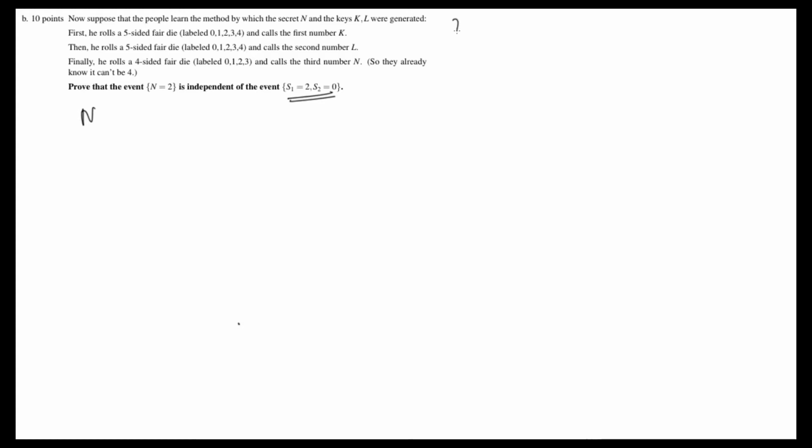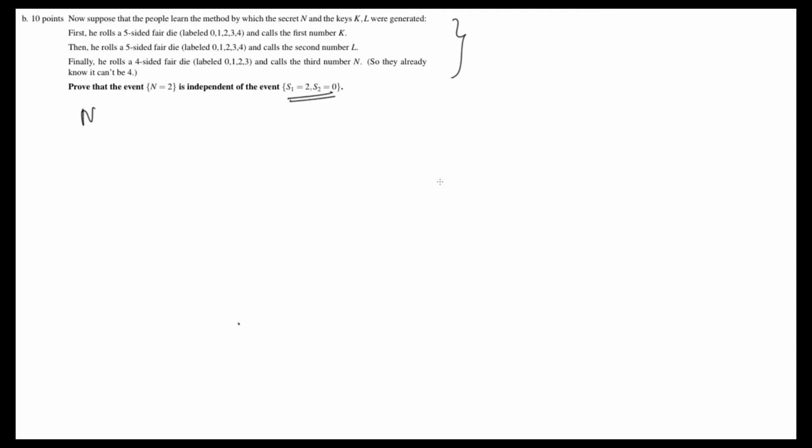Oh yeah, in this question, take note that you have only 4 choices for n. So the people know that n cannot be 4. So they have a smaller number of things to choose from. And still, n is equal to 2 is independent of these two events. Let's go about proving that.